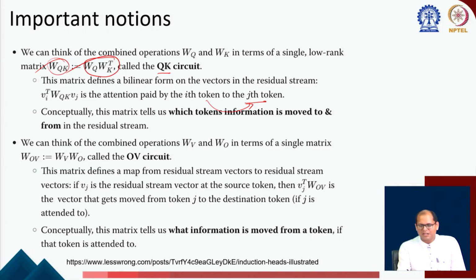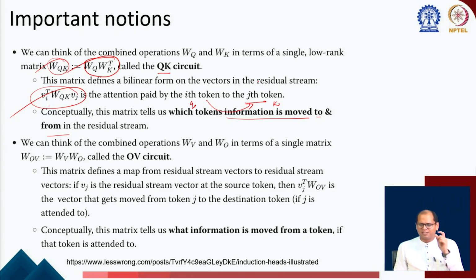So, we will have the query from the ith token and the key from the jth token. You can use this idea to say how much attention the ith token is paying to the jth token. Conceptually, what this matrix is telling us is that, because you are paying attention to the jth token, you will move information from the jth token to the ith token. So, information is moved to and from.